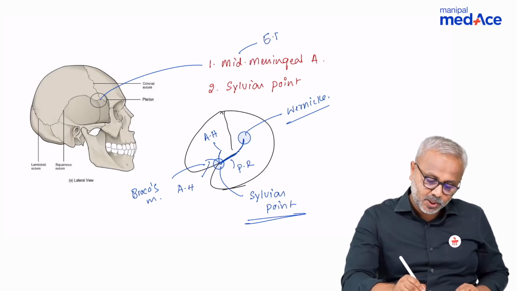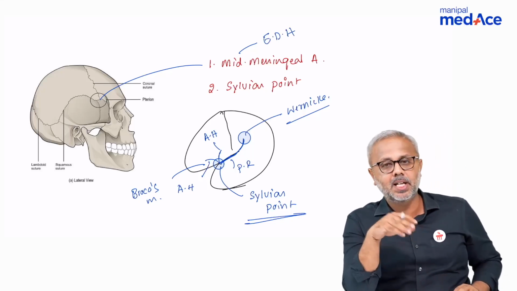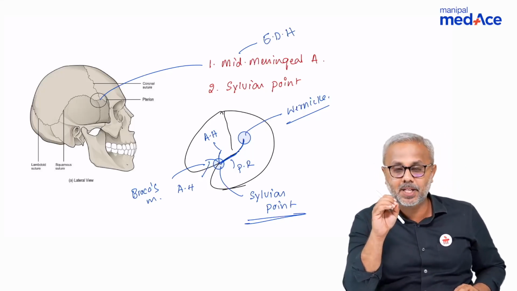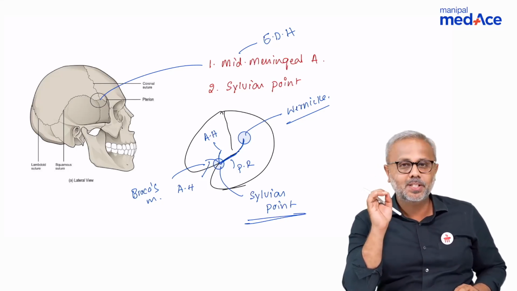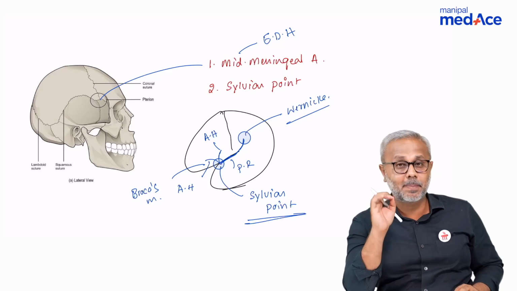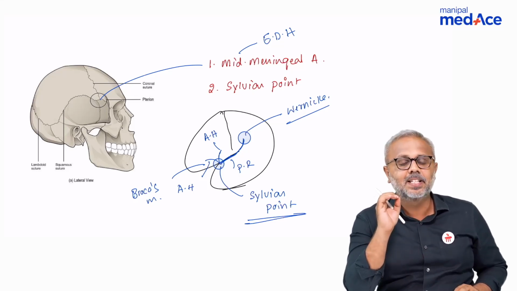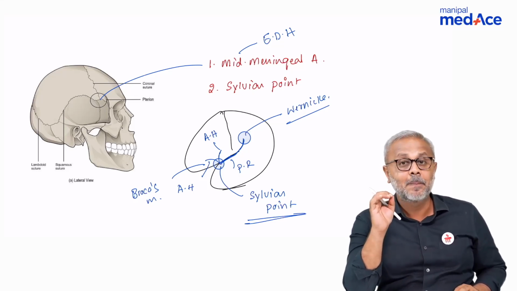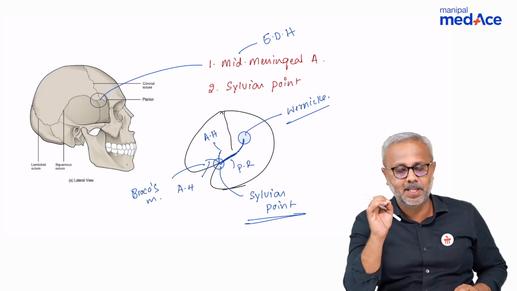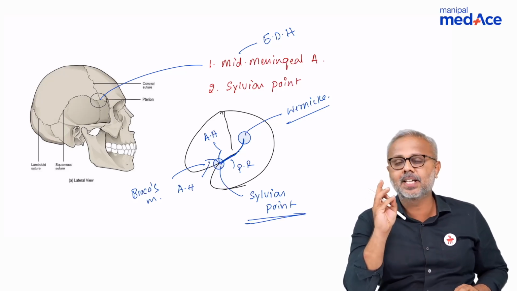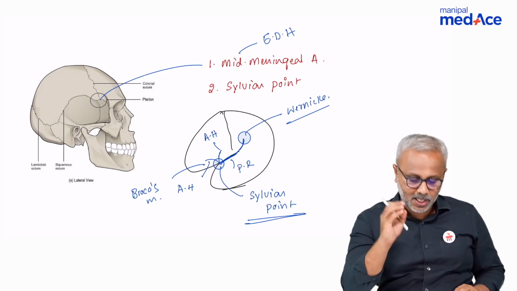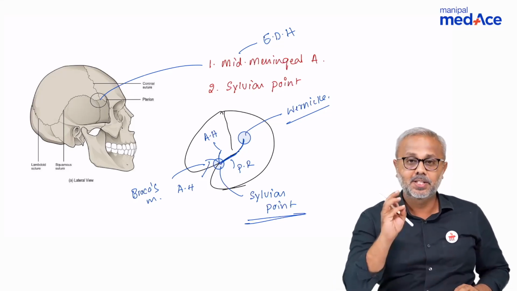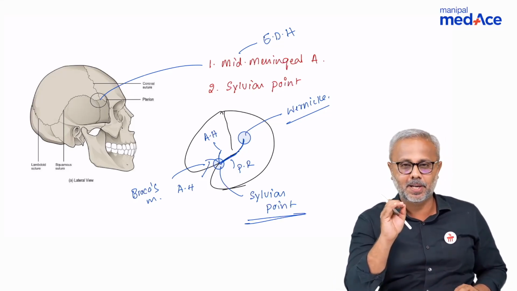for extradural hemorrhage. At this point, can you tell me what is the source of hemorrhage in subdural hemorrhage? It is the cerebral veins. What is the source of bleed in case of subarachnoid hemorrhage? Remember, it is the cerebral arteries. Again, these questions are often repeated. The source of bleed in case of extradural, subdural and subarachnoid hemorrhage. So extradural, it is the middle meningeal, subdural cerebral veins, and subarachnoid, it is the cerebral arteries.